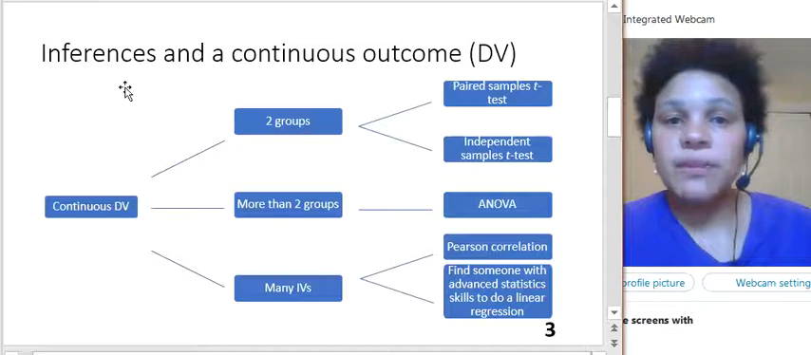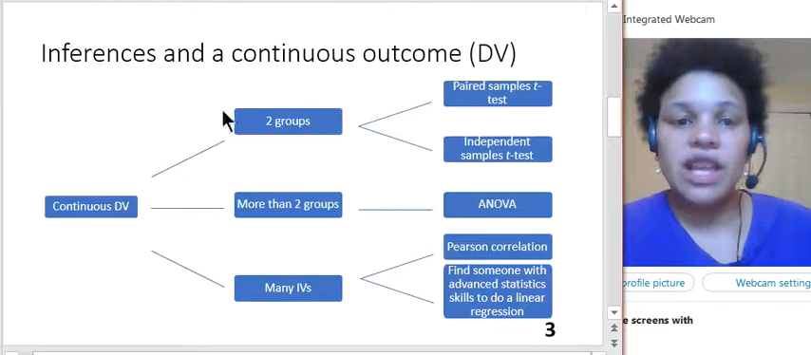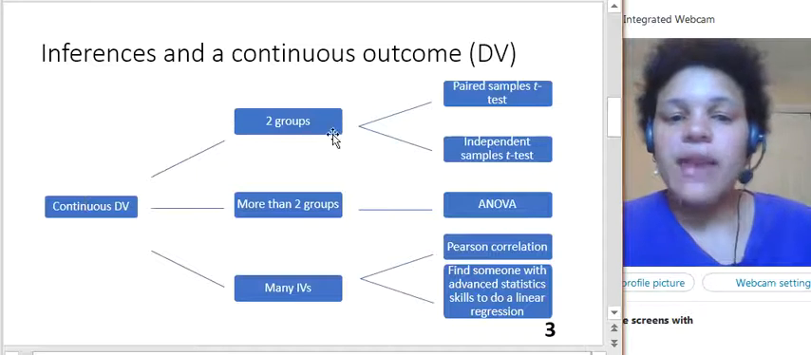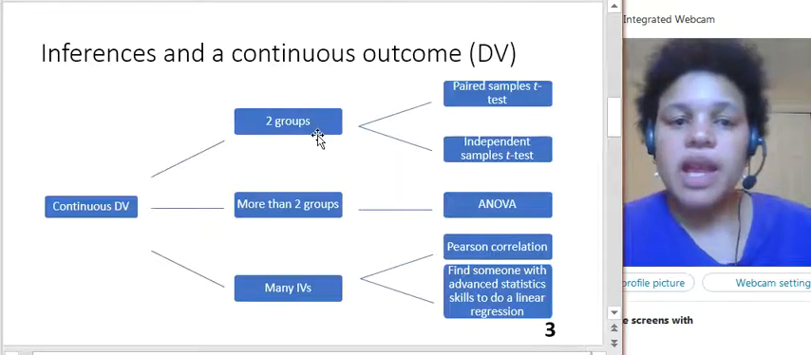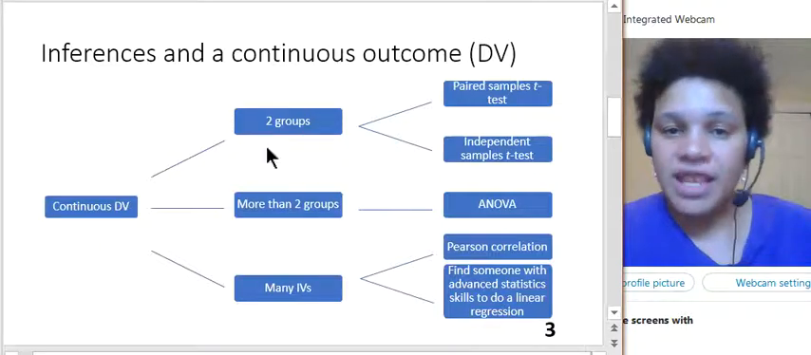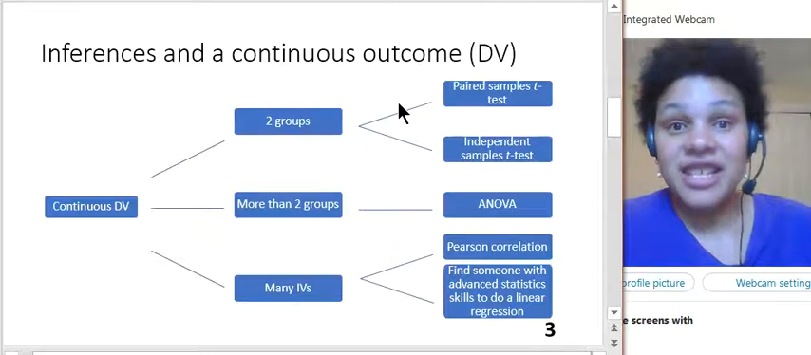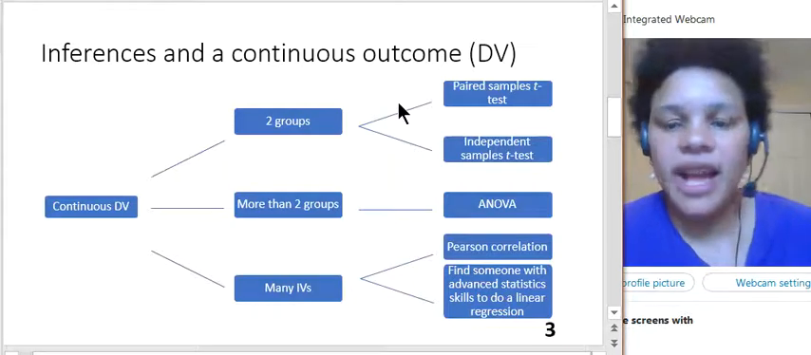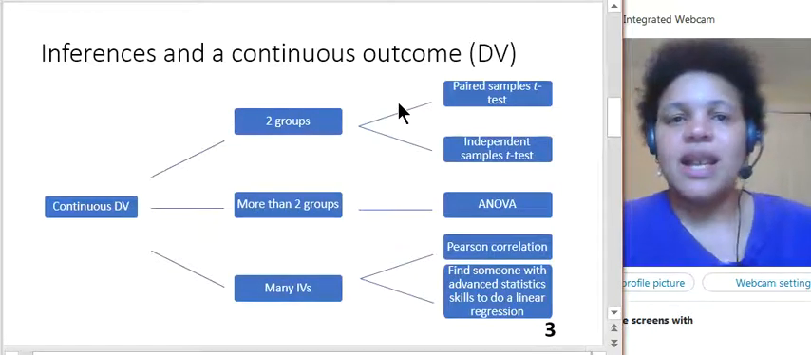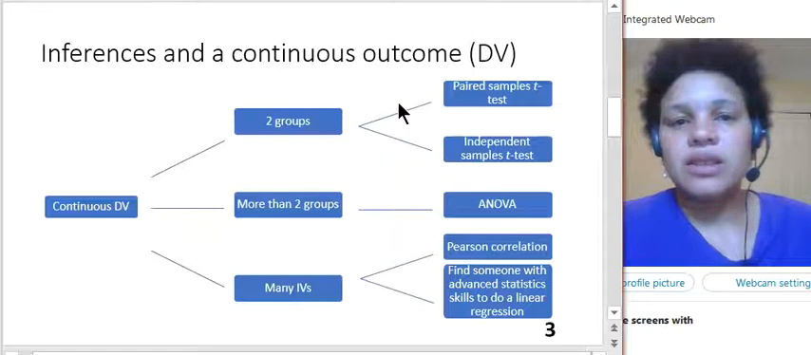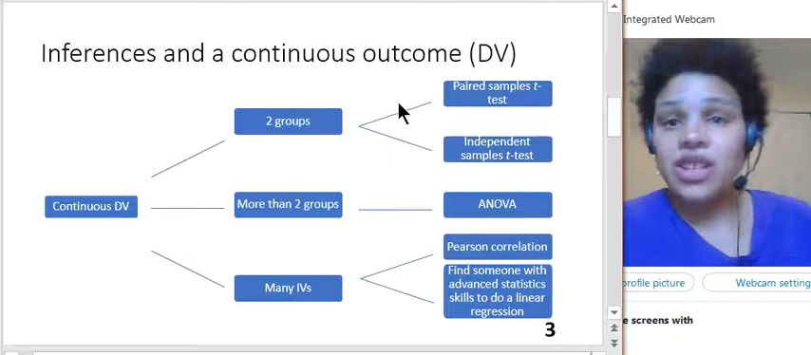So let's say we want to make some inferences to a larger population and we have a continuous outcome, or continuous dependent variable. If our independent variable is two groups, then we're going to do a t-test. And one of the nice things about t-tests is that you can actually do a t-test using Excel. It's a very basic analytical technique or procedure, and it is very widely used, and pretty well understood.